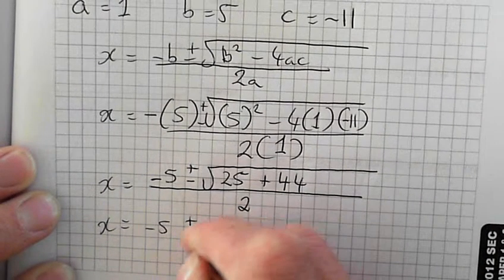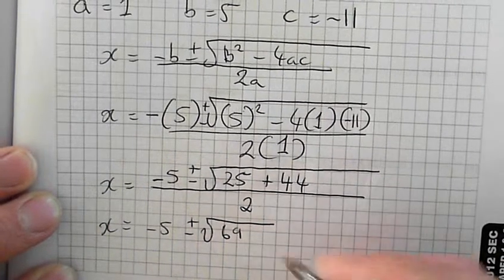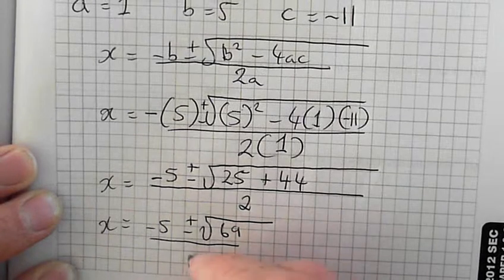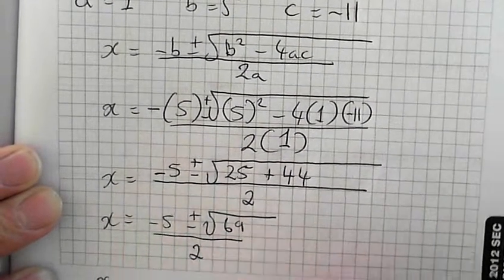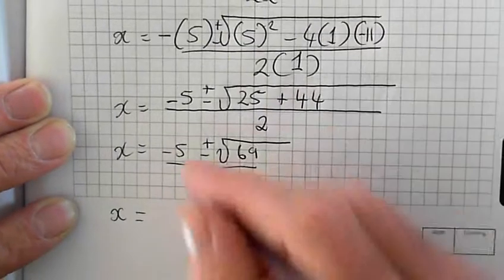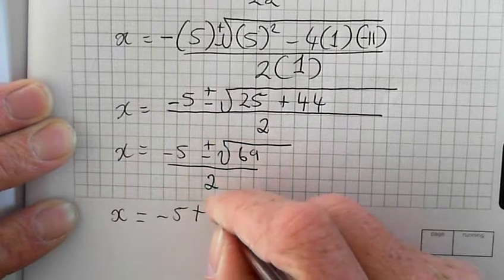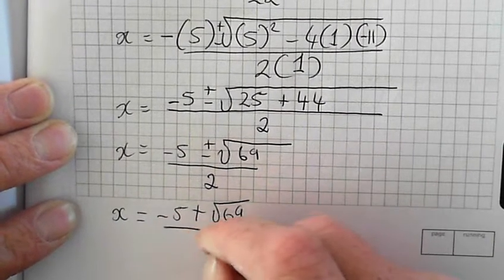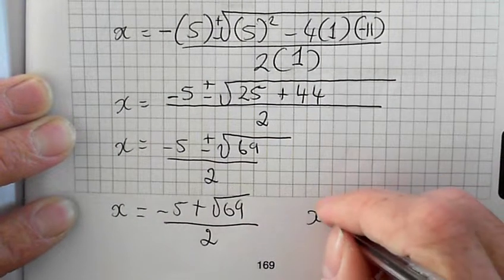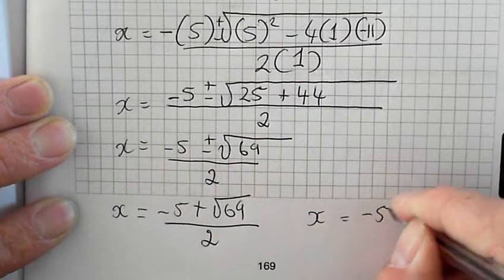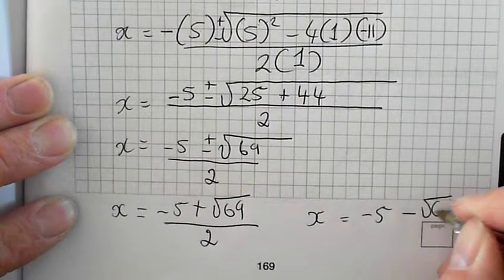So you have minus 5 plus or minus the square root of 69 over 2. Okay, so you can key that in. X, there's 2 answers. Minus 5 plus the square root of 69 over 2, and you key that into your calculator. And the other answer is x is equal to minus 5 minus the square root of 69 over 2.